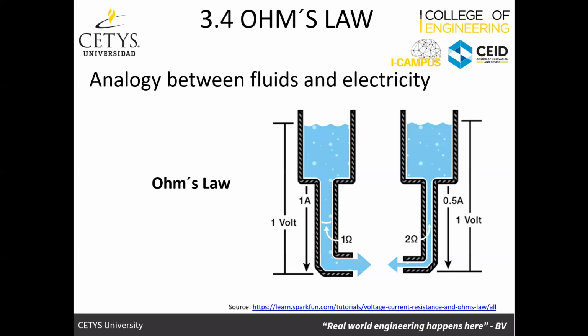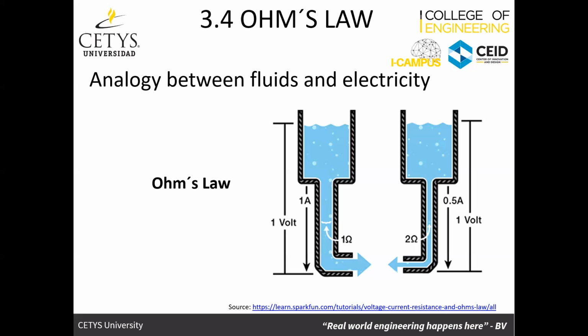There's a direct relationship between flow, or electrical current, and resistance. The more current, it means you have less resistance. The less current, it means that you have more resistance. That's assuming that the voltage is the same.